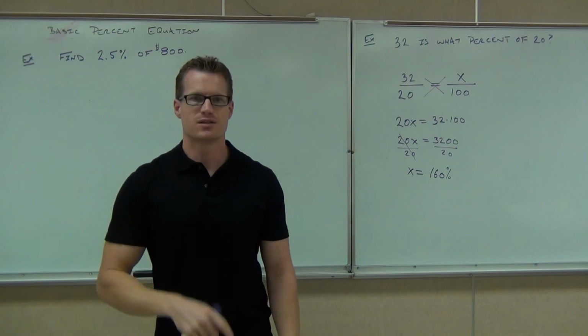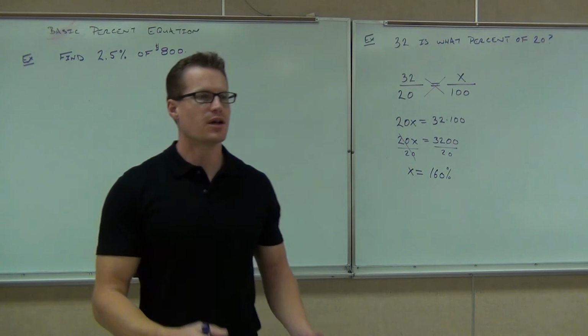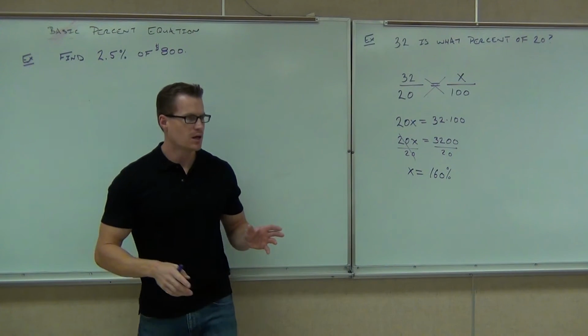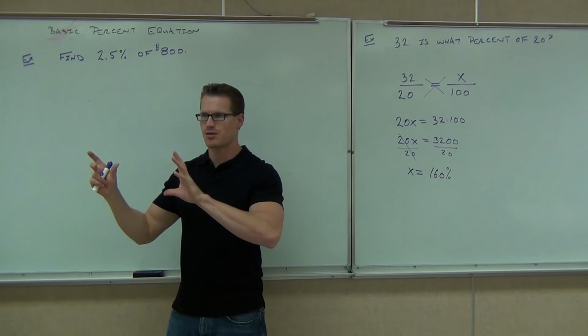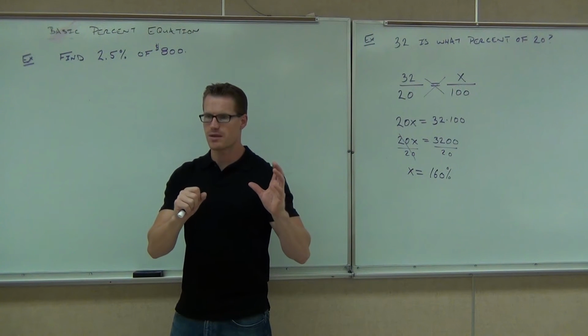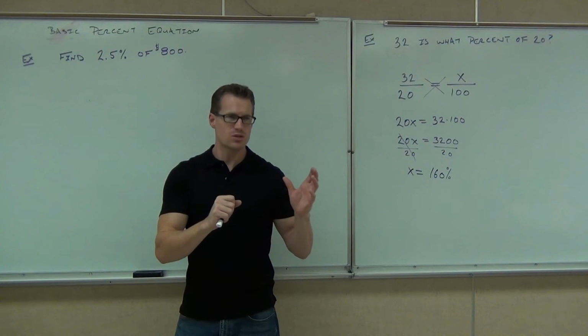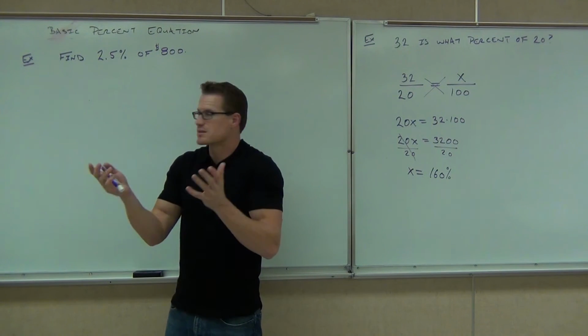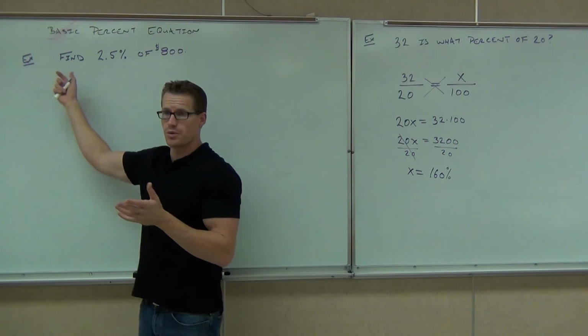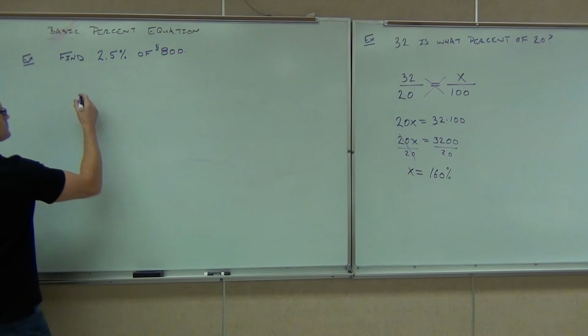So let's say that this person just sold this piece of land for $800. They're going to get 2.5% of that. Instead of "what is 2.5% of 800," another way you'll see it worded is "find." Notice that find is the same thing as what is. Are you with me on that? So do we still have an is? Yes, we do. It's just worded as find. So we'll fill out everything else.